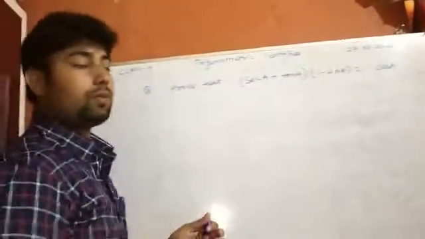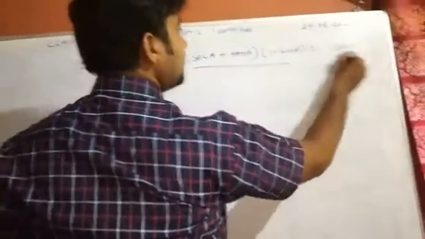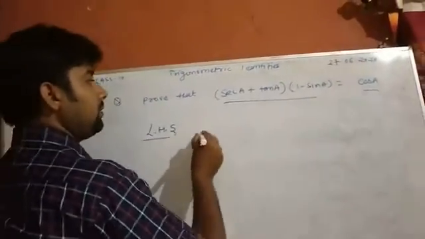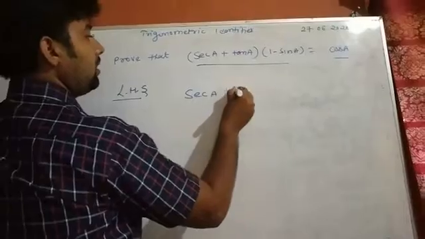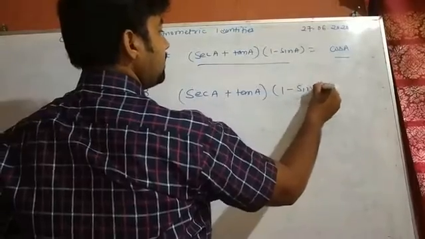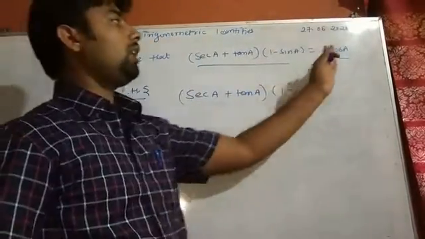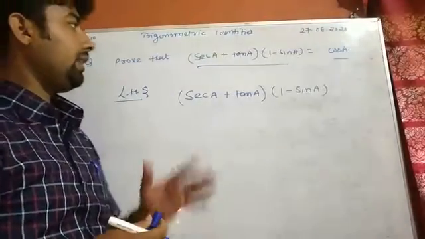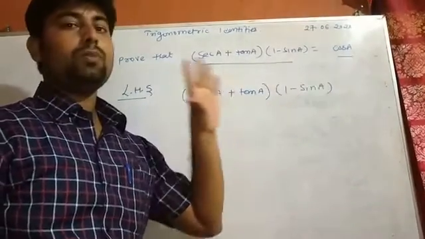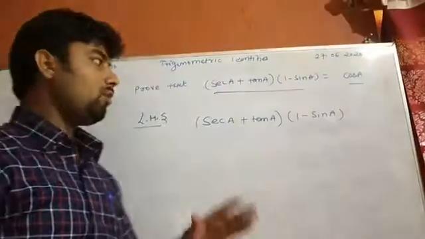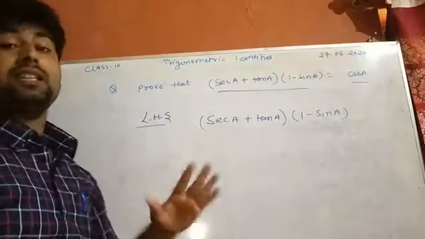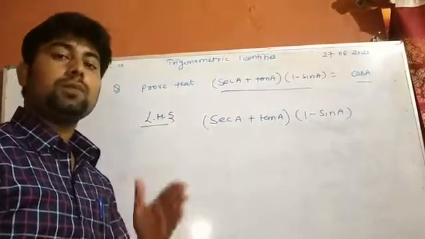So let's start proving with the LHS. This is LHS, this is RHS. LHS equals (sec A + tan A) × (1 − sin A), and this should be equal to cos A. Remember students, there are two terms, the first term and the second term. The second term is already written in terms of sine, so we don't need to change anything there. Now what about sec and tan? We know how to write sec theta and tan theta in terms of sine and cos.